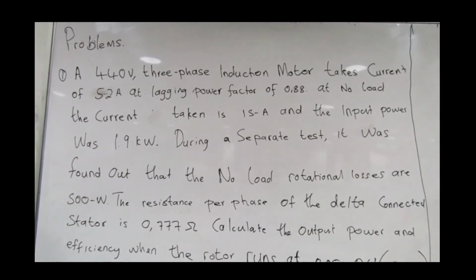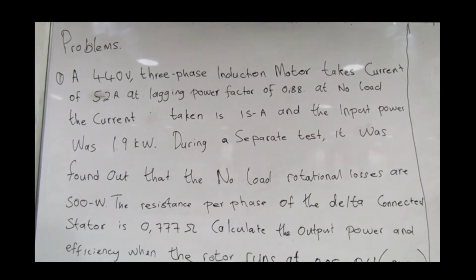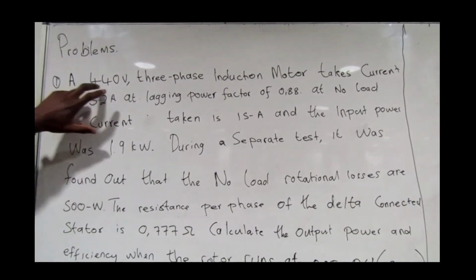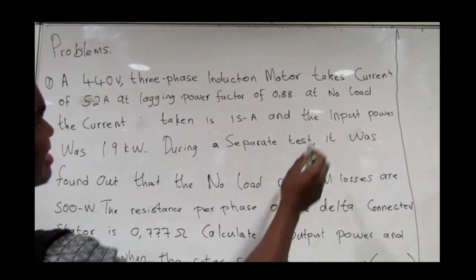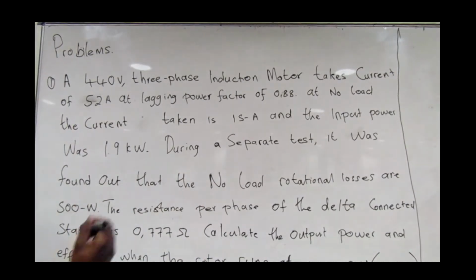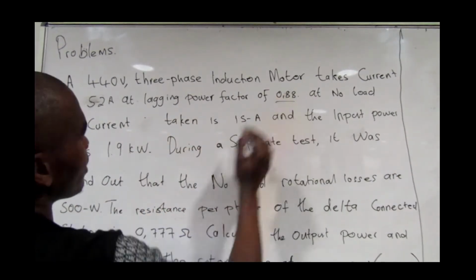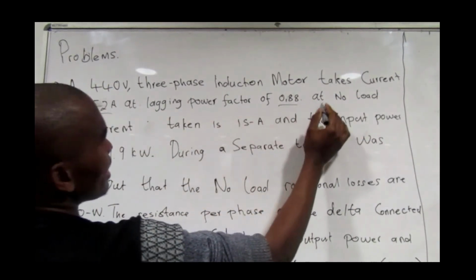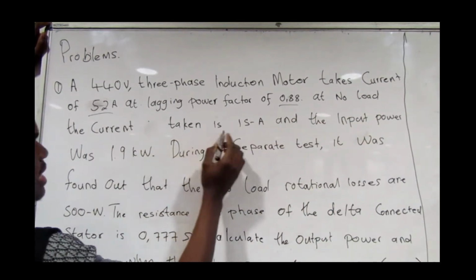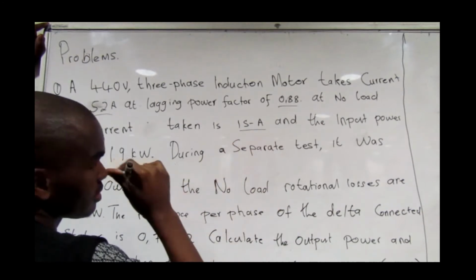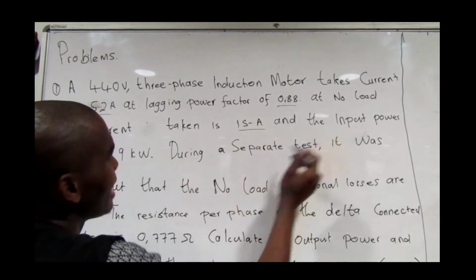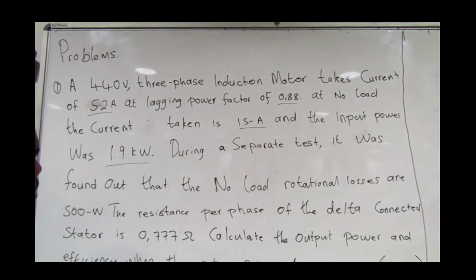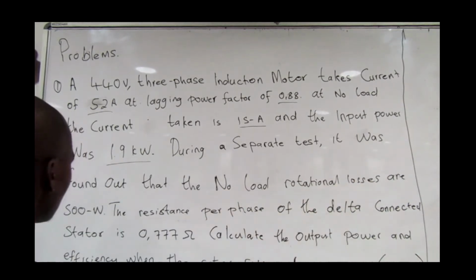So the first problem that I'm going to start with, I think it will make you understand better what I was explaining. We are given that a 440 volts 3-phase induction motor takes a current of 52 amps at a lagging power factor of 0.8. This is I full load, and then they said at no load the current taken is 15 amps, and the input power was 1.9 kilowatts. During the separation test, it was found that the no-load rotational losses are 500 watts.